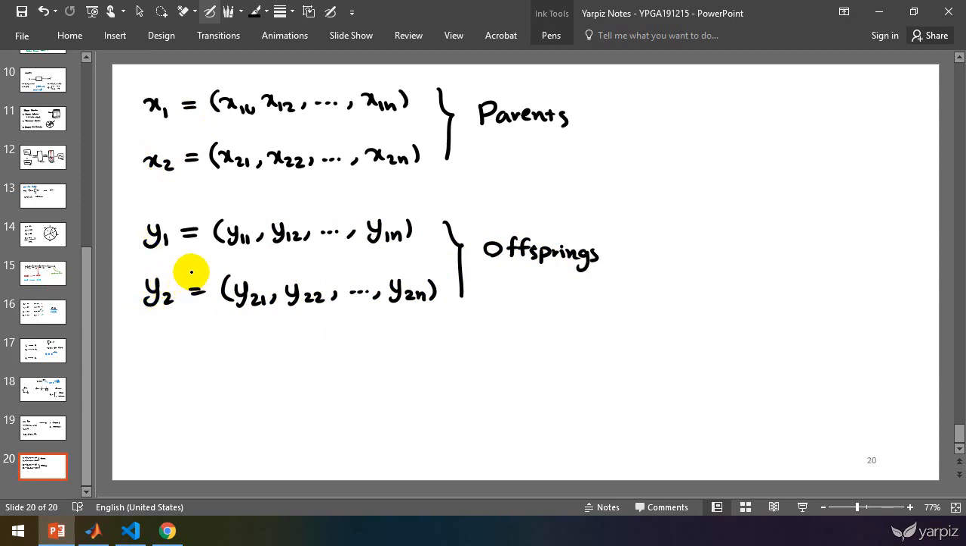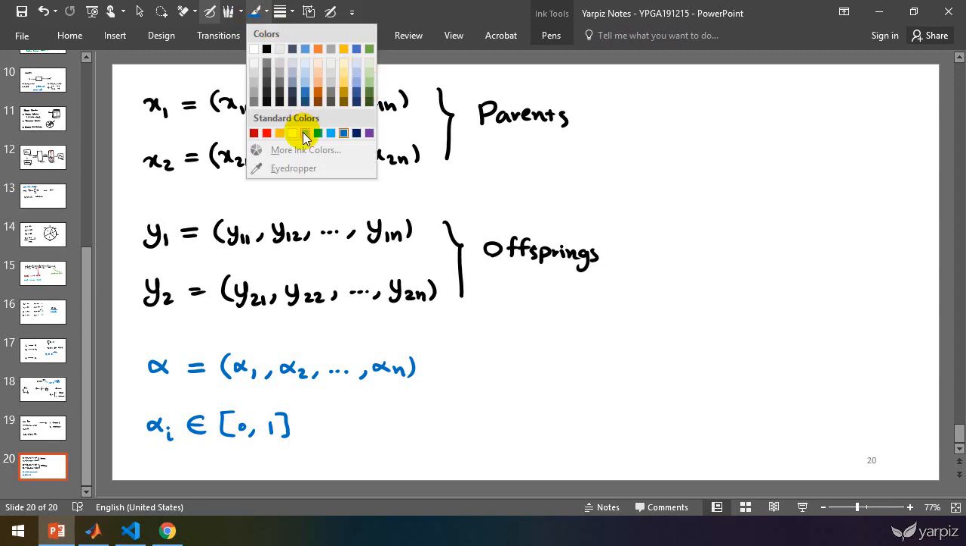To perform crossover on these two parents and get these two offsprings, we can use a process similar to binary uniform crossover. To do so, we're going to create a set of real random numbers, for example named alpha, containing alpha 1, alpha 2, up to alpha n. This is the same size as x1, x2, y1, and y2. And we know that alpha i is a real valued random number in the range 0 to 1, uniformly distributed in this range.